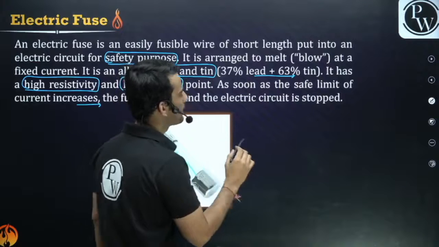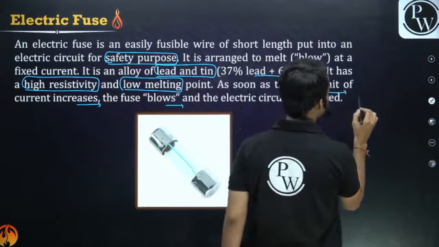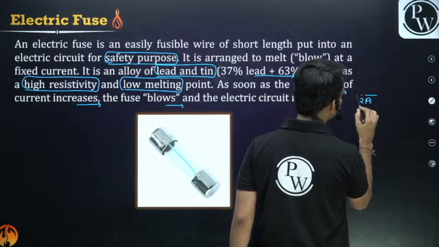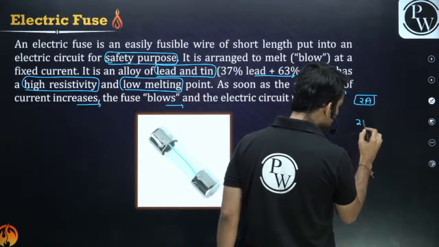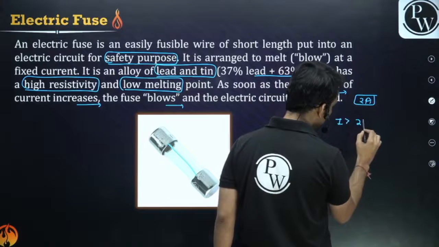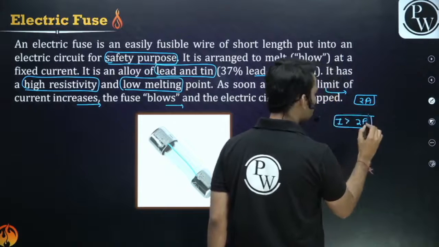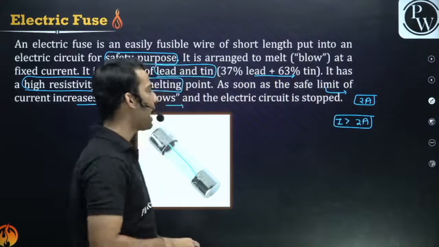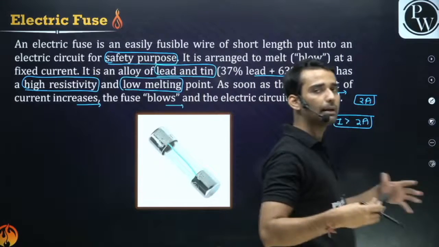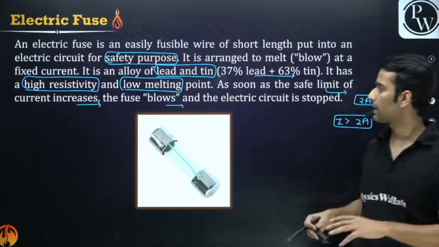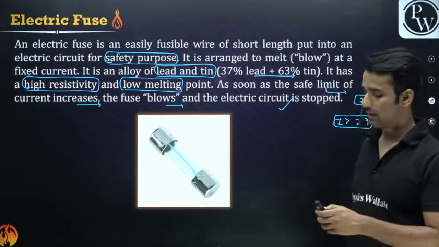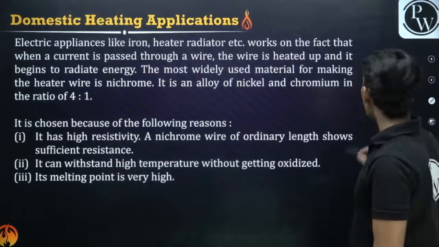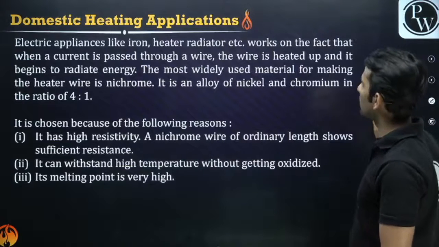That means every appliance has a safe limit, like 2 ampere is a safe limit for any appliance, let's say. So if current becomes greater than 2 ampere, the fuse wire will melt and the circuit will be broken, and as a result your appliance will be prevented from getting damaged. So this is the role of fuse wire. It is made up of alloy. Clear?